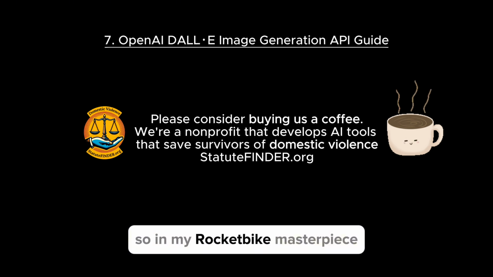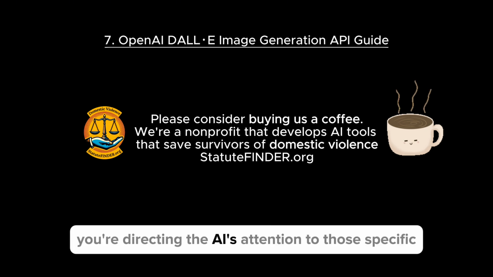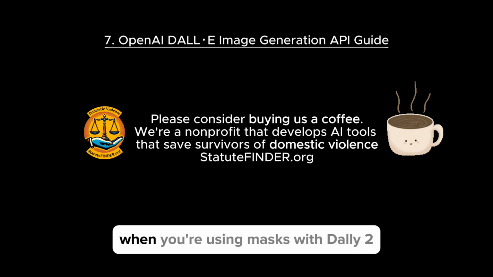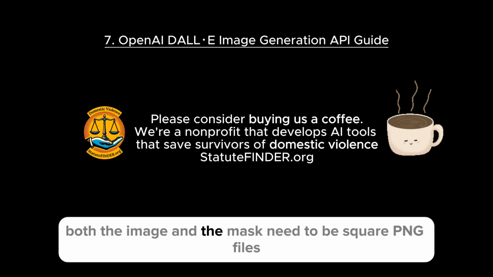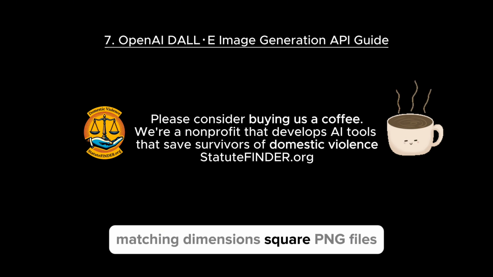So in my rocket bike masterpiece, I'd create a black and white mask, and the white areas would be like outlining where I want the rocket engines to blast off from. Exactly. You're directing the AI's attention to those specific spots. Now, little heads up, when you're using masks with DALL-E 2, both the image and the mask need to be square PNG files under 4 MB, and they've got to have the same dimensions. Matching dimensions, square PNG files.